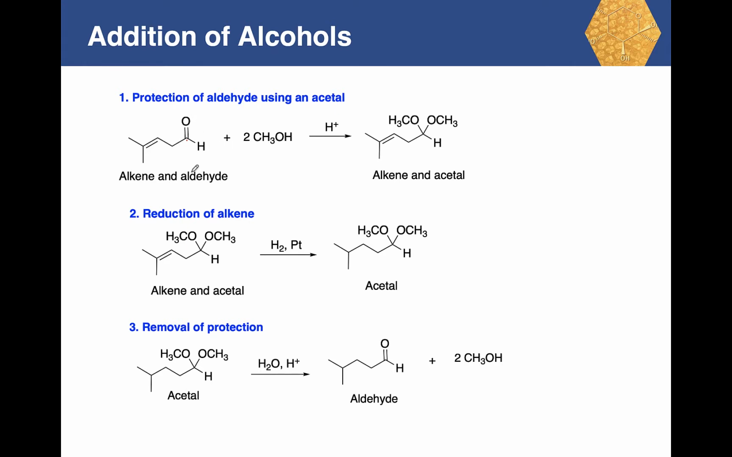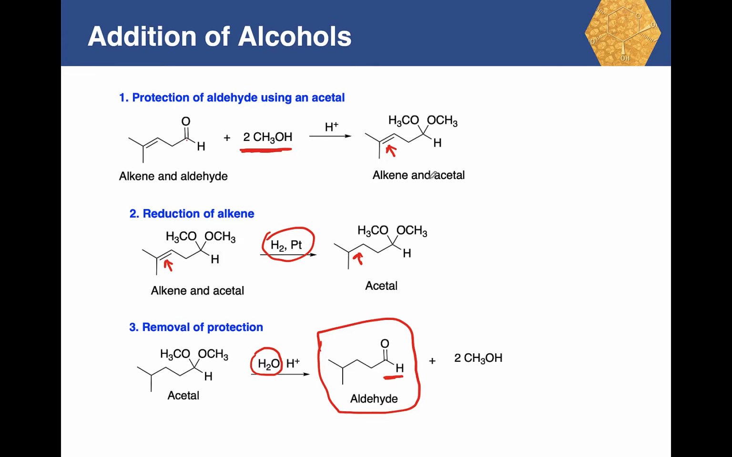So we react this molecule here with two moles of methanol, as we had shown before, to get here the acetal. So here's the acetal, and we still have the alkene, because this does not react with the alkene, just the aldehyde. Now we can carry out our reduction here to give our saturated molecule. This reaction here will not affect the acetal, so it's maintained here. In a last step, we can use lots of water so we can drive the equilibrium to regenerate the aldehyde. So this is the product that we're trying to get.